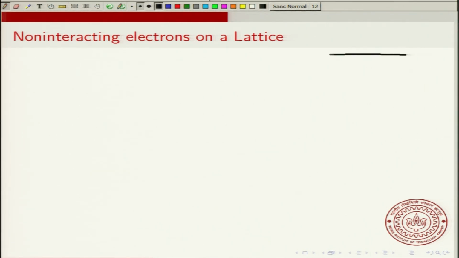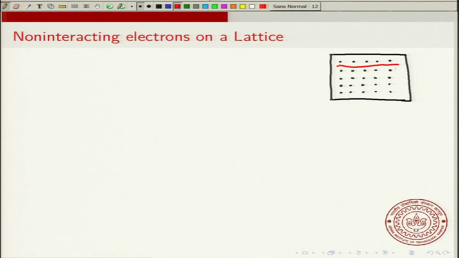So, what I mean is that you have a solid, and you have all these ions. I am just showing them as black dots here. You have a lattice of ions, and in this lattice you have electrons which, except for the lattice, are just moving freely. We want to think about what this will look like.